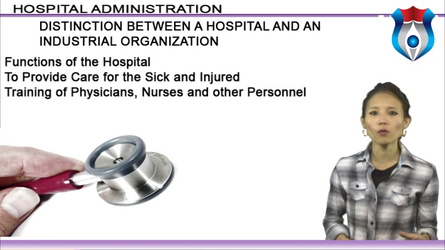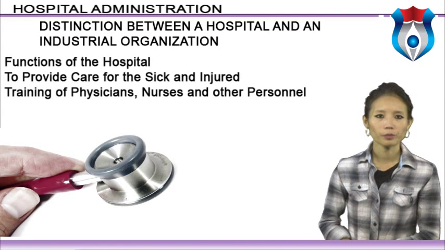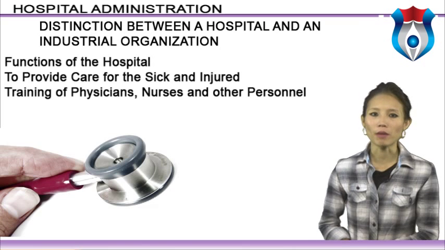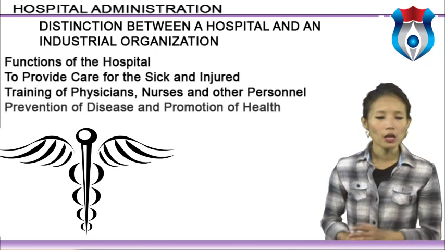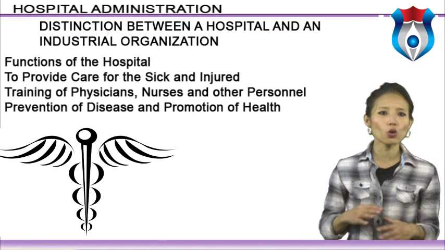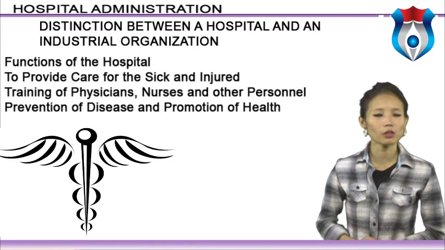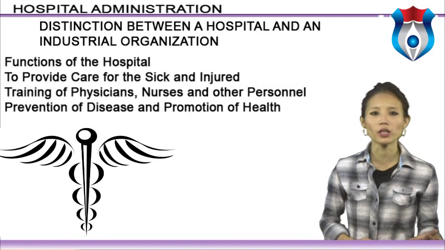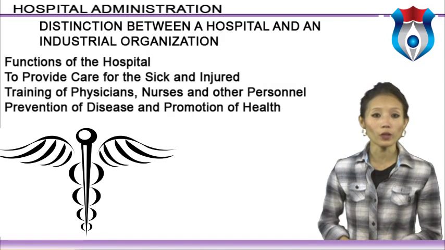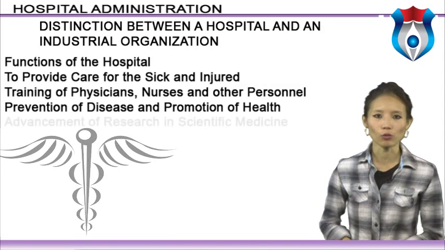Only these approved hospitals can provide training in medicine, nursing, dietetics, pharmacy, physiotherapy, administration, medical social work, medical record library, X-ray and medical record technology, etc. Number three, prevention of disease and promotion of health. It is the duty of the hospital to cooperate with the government agencies. They can treat patients of communicable and non-communicable diseases, notify the recognized authorities of any communicable disease of which it has knowledge, assist in vaccination programs of the government, etc.